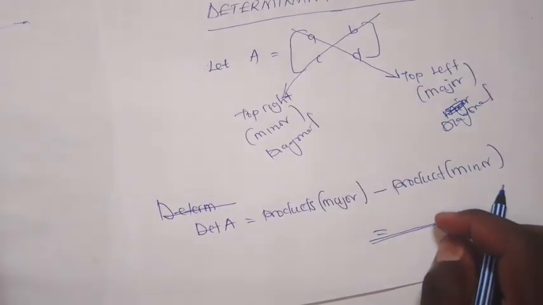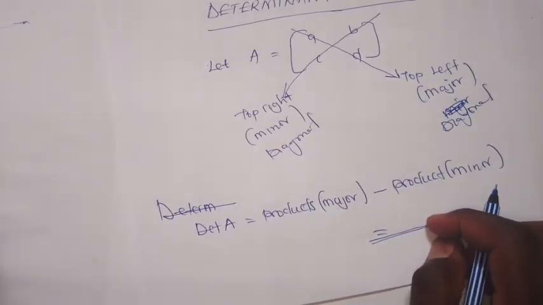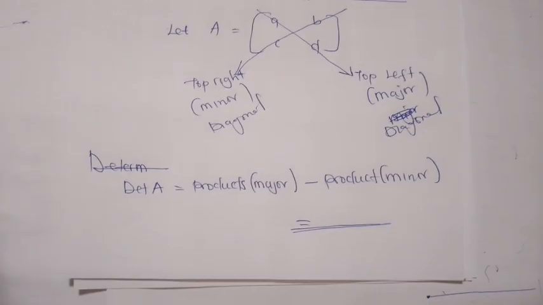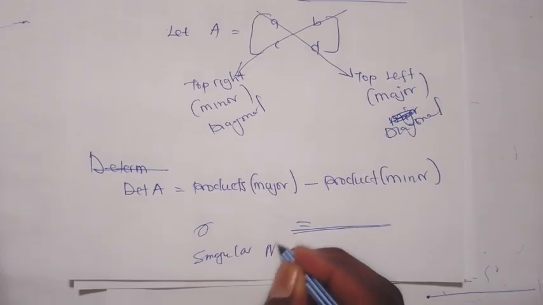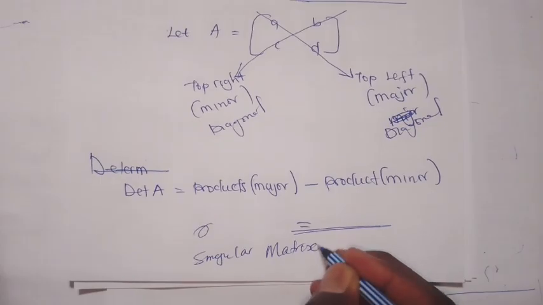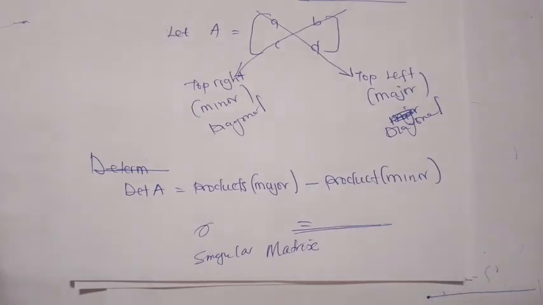Okay, as simple as that. Before we move on, the other thing you have to know is that when you get a determinant of 0, it means that the matrix is a singular matrix. So a singular matrix is a matrix with a determinant of 0. In case you face something like this. Okay. So this is all about finding the determinant.